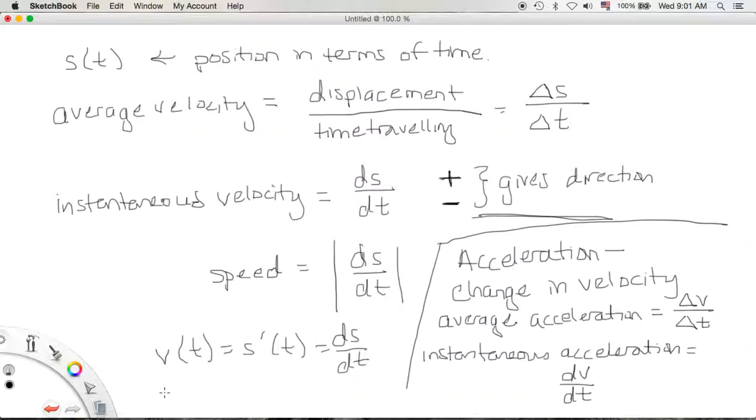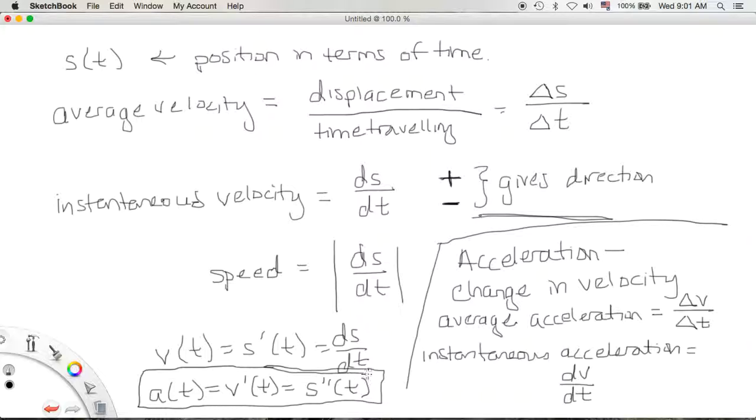And you write that a of t is the derivative of the velocity, which means it's the second derivative of the position. It's really important that you remember this, okay, and that you understand why. The velocity is the instantaneous rate of change of your position, so it's a derivative. The acceleration is your instantaneous rate of change of your velocity, so it's a derivative. So that's your physics application lessons for today.